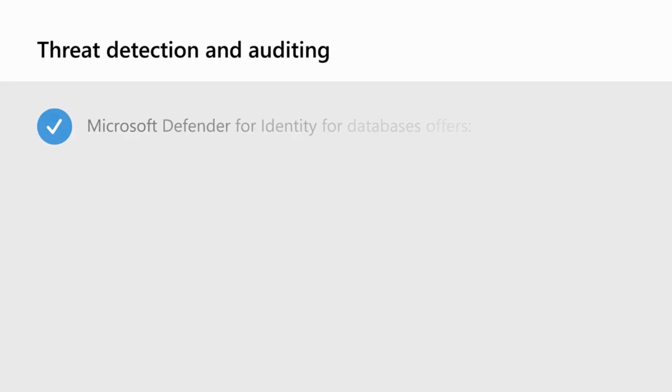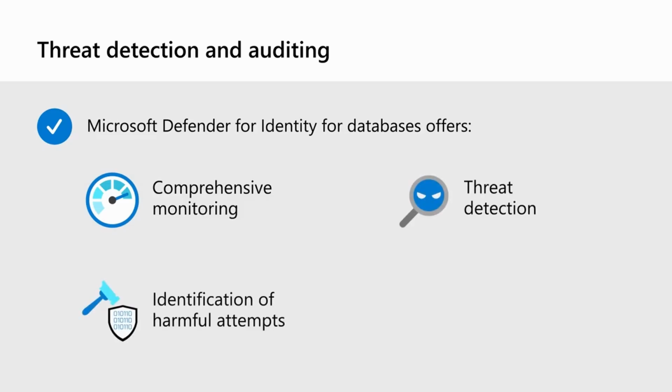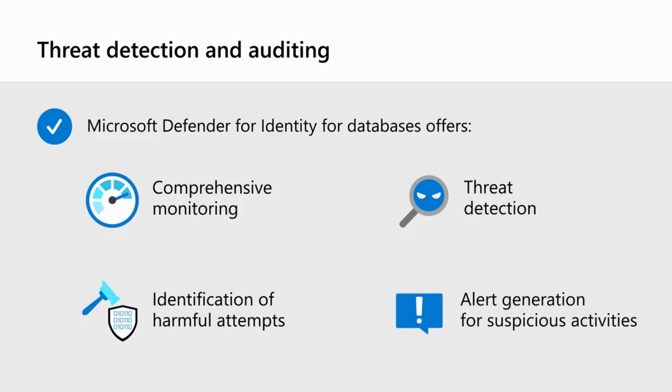Microsoft Defender for Identity, formerly called Azure's Advanced Threat Protection, ATP, for databases, offers comprehensive monitoring and threat detection. It can identify unusual and potentially harmful attempts to access or exploit databases and will generate alerts for suspicious activities like SQL injection attacks, access from unique locations, and more.